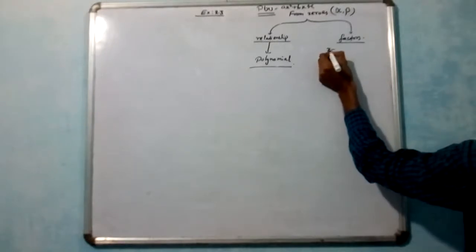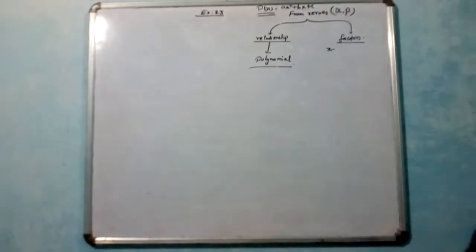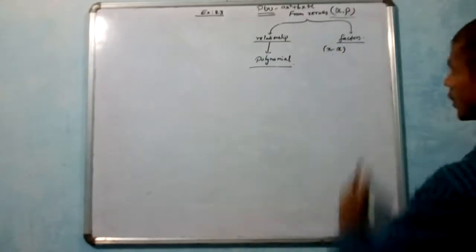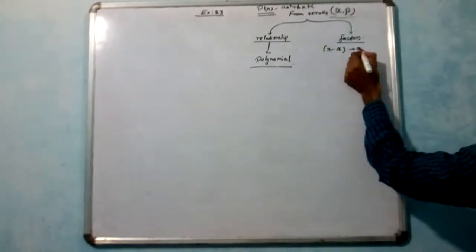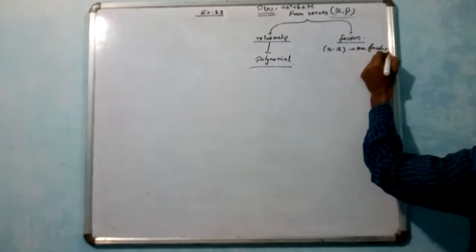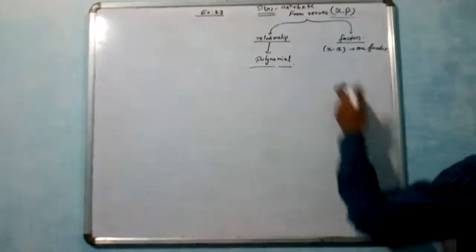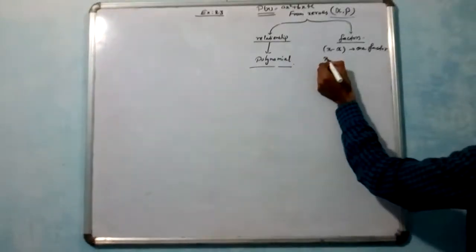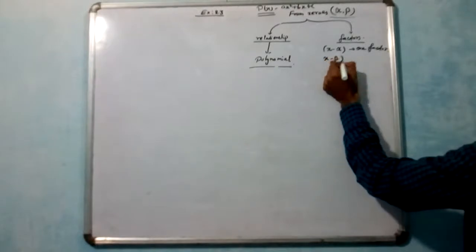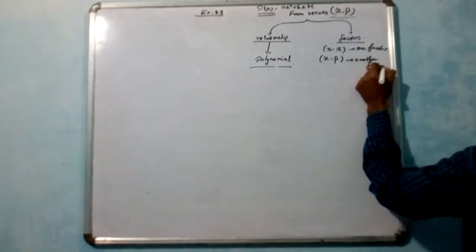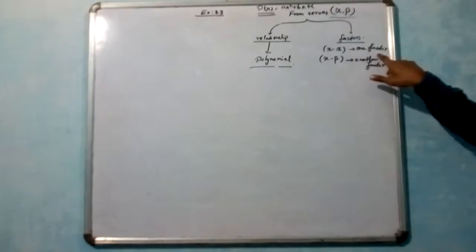x minus one of the zeros. What is one of the zeros? Yes, so x minus alpha. X minus alpha is what? One of the factors. One factor of what? Yes, of this polynomial. One of the factors. Another factor, tell me. Yes, another factor. So x minus alpha, one of the factors, x minus beta, another factor.